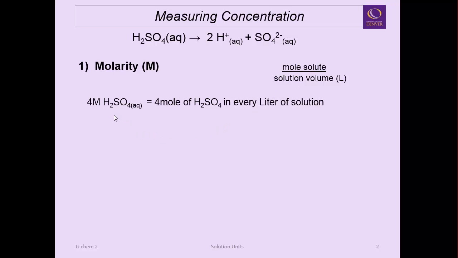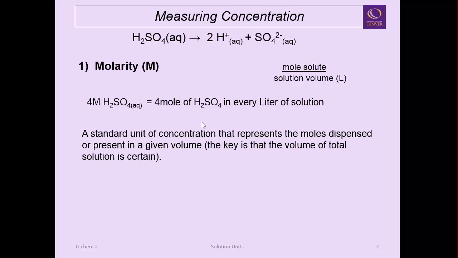So if I took 4 moles of sulfuric acid, dissolved it up to 1 liter, I would have 4 molar sulfuric acid, which means there's 4 moles of sulfuric acid in every liter of solution. It's a standard unit of concentration that represents the moles present in a given volume. And the key here is that it's really the volume of the total solution that you know for sure.